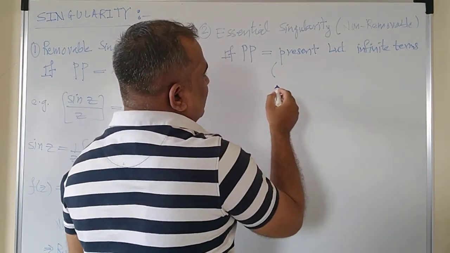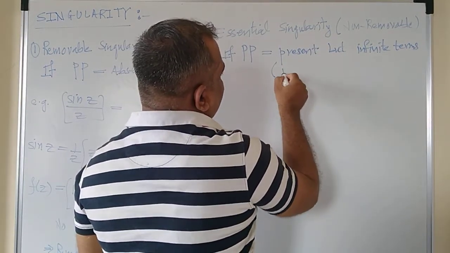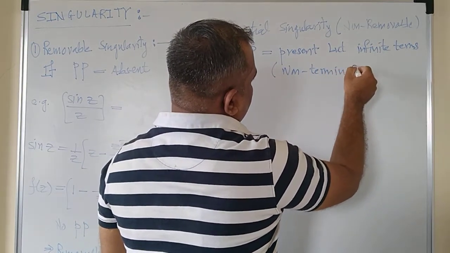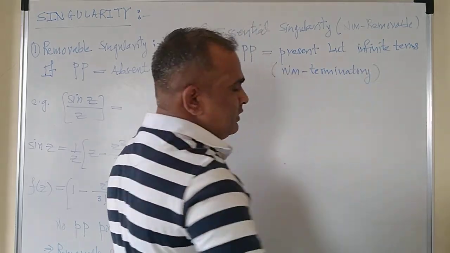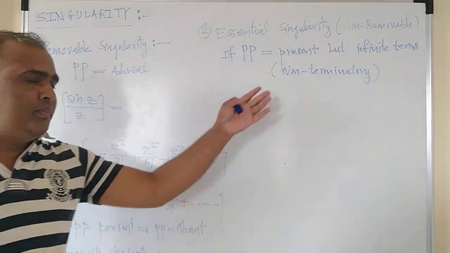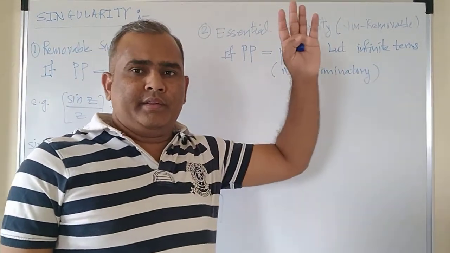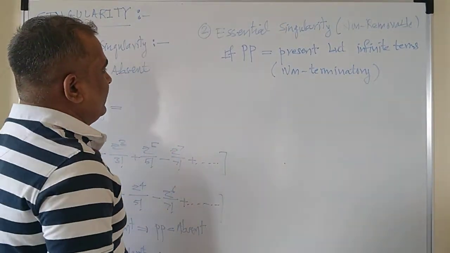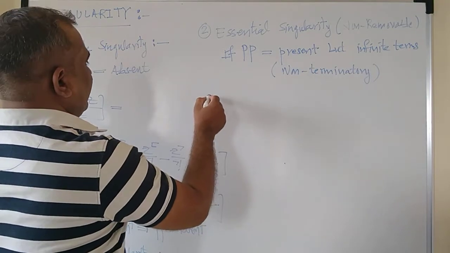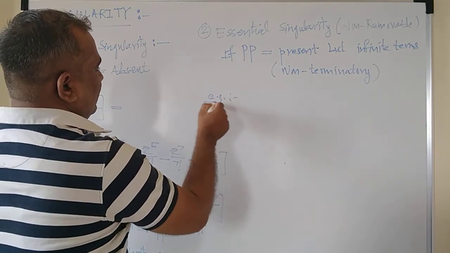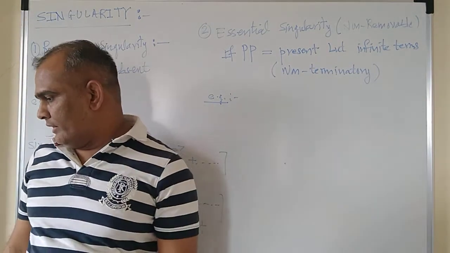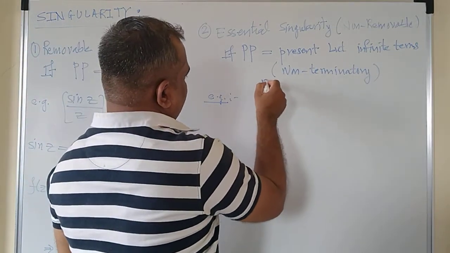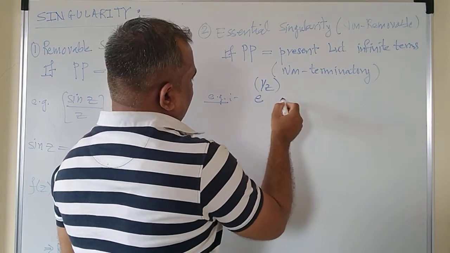Or the terms are non-terminatory. So the principal part terms are infinite, non-terminatory. This kind of singularity is called the essential kind of singularity, right? And let us go for its example. The example of this kind of singularity is e raised to 1 by z.